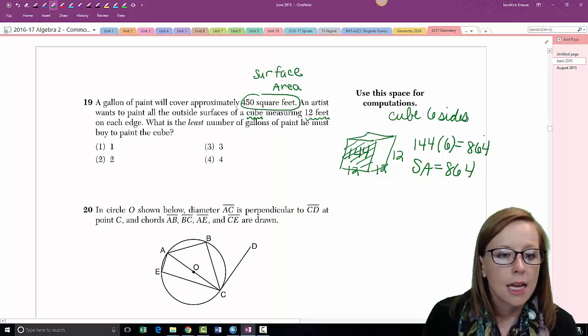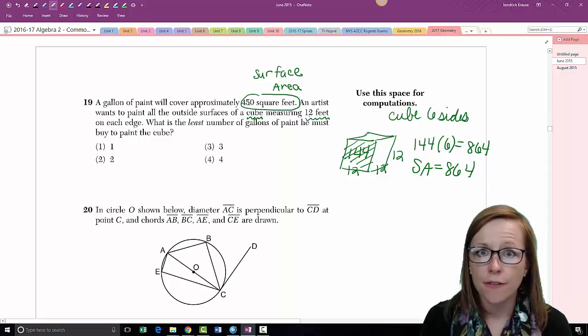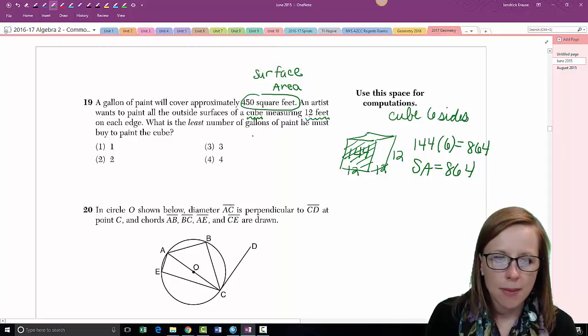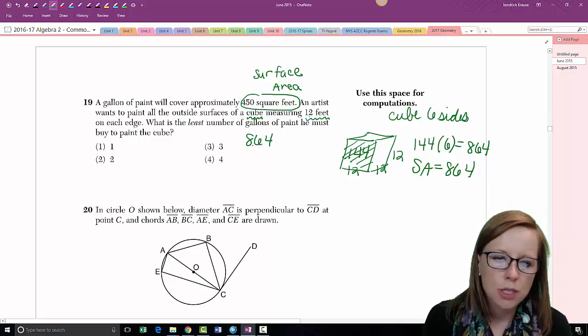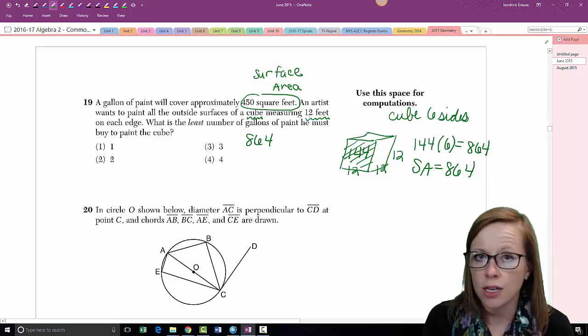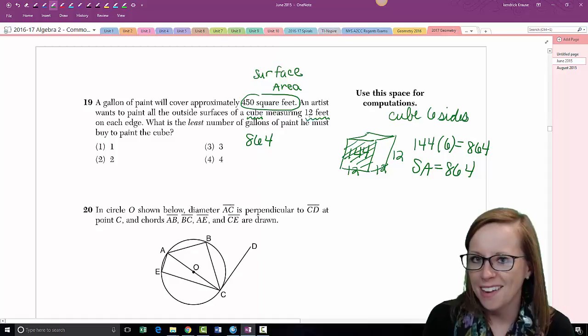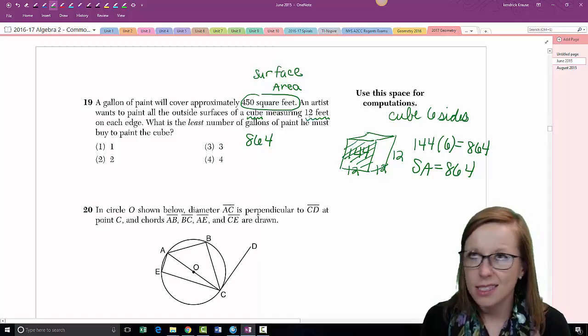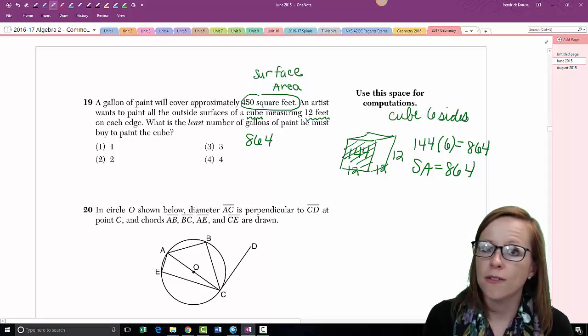All right. What is the least number of gallons of paint he must buy to paint the cube? Well, 1 can covers 450 square feet. So I take my 864 square feet and I think to myself, okay, well, 1 would be only 450, but 2 times 450 is 900. Can I buy a half of a can of paint? Yeah, technically, yes, you could get a smaller container, but they're saying of the 450 type.